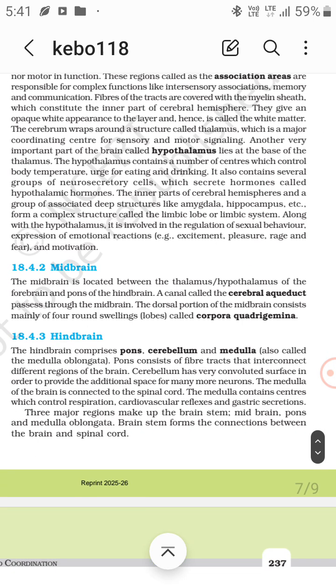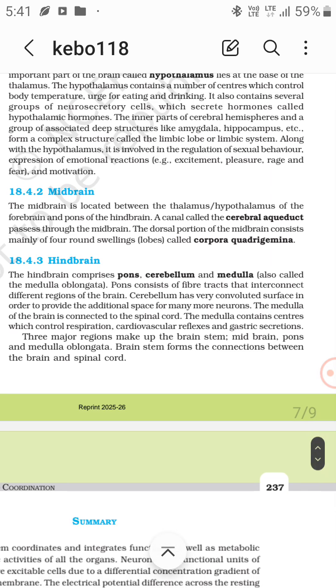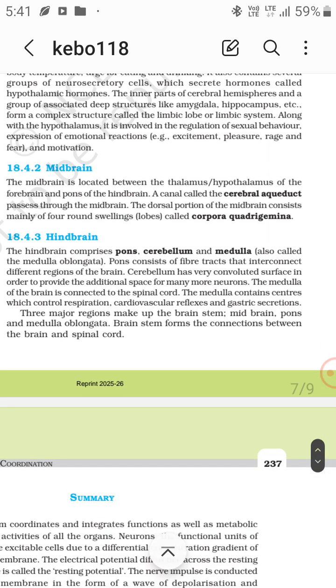Now the midbrain. It is located between the thalamus and hypothalamus of the forebrain and the pons of the hindbrain. The hindbrain has pons, cerebellum, and medulla oblongata. The dorsal portion of the midbrain consists mainly of four round swellings, that is lobes, called corpora quadrigemina. Now the hindbrain has pons, cerebellum, and medulla. Medulla is also called medulla oblongata.